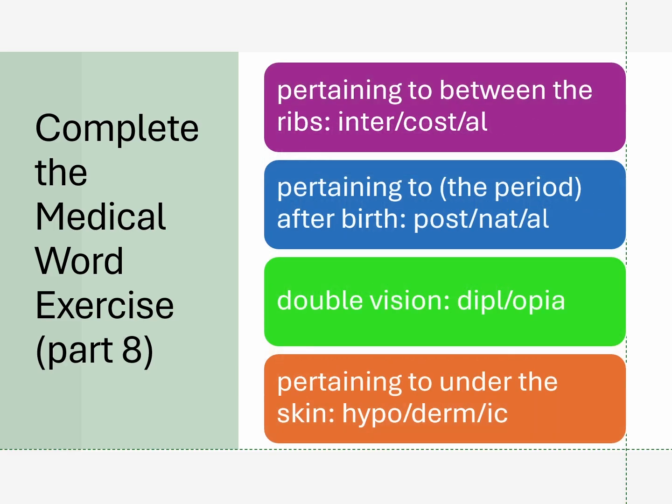Here are the answers. Pertaining to between the ribs is intercostal. Pertaining to the period after birth is postnatal. Double vision is diplopia. Pertaining to under the skin is hypodermic.